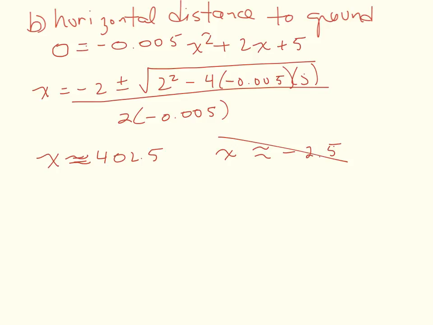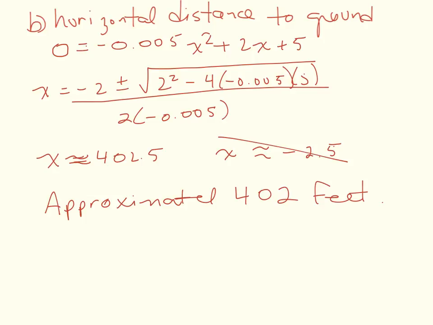So the arrow flies approximately 402 feet. Because this was 402.48, 402 feet is the distance the arrow flies before it hits the ground.